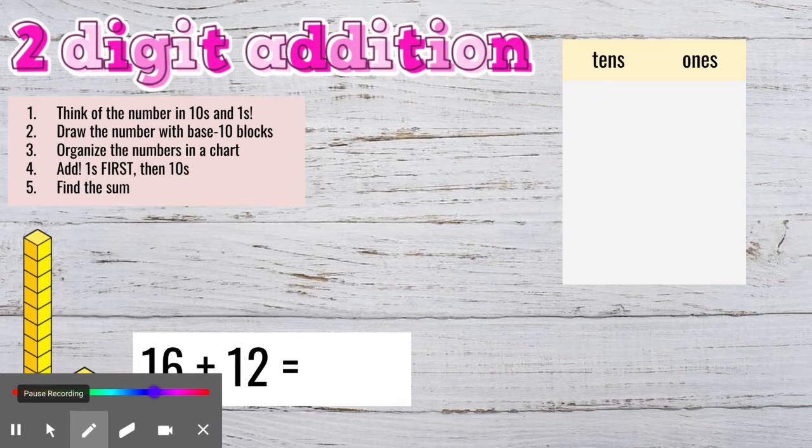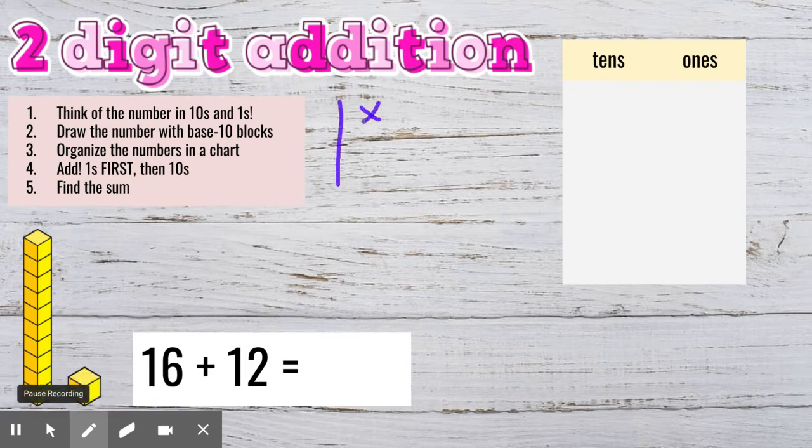So in our example here, we have the number 16 plus 12. If I were going to draw that with base 10 blocks, I would do 10, 11, 12, 13, 14, 15, 16, and then I would draw the 12. 10, 11, 12.